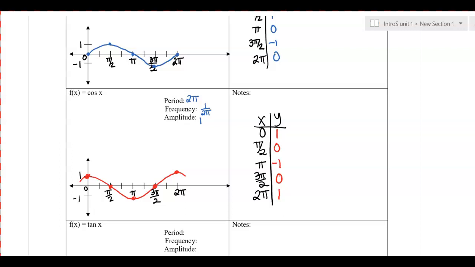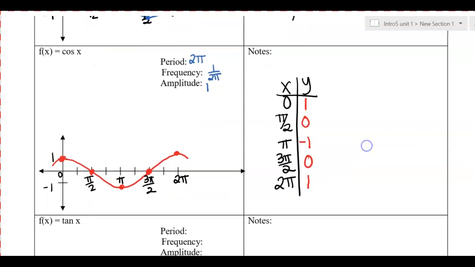Make sure you guys get your cosine graphs in the middle. Any questions while people are finishing up getting their like cosine graphs and sine graphs on their paper?